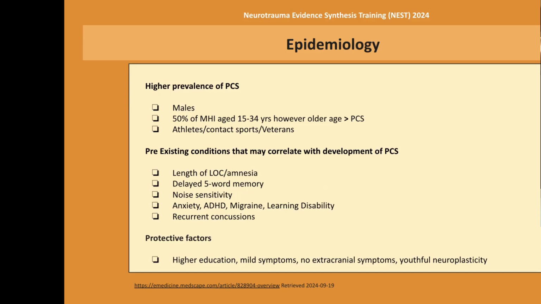But there are also protective factors. Happy to know higher education is one of them. Mild symptoms might be one of them. No extracranial symptoms. And also, it's really good to know that youthful neuroplasticity is protecting some of those 50% present in the youth category, that their brain has the potential to heal. Slide.